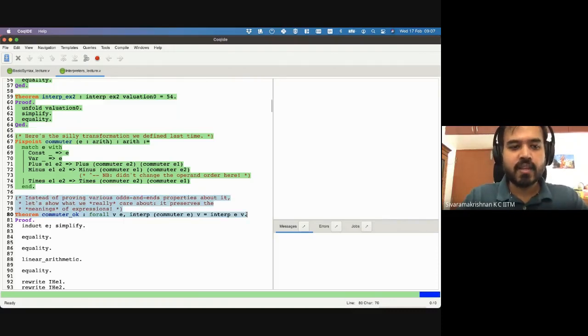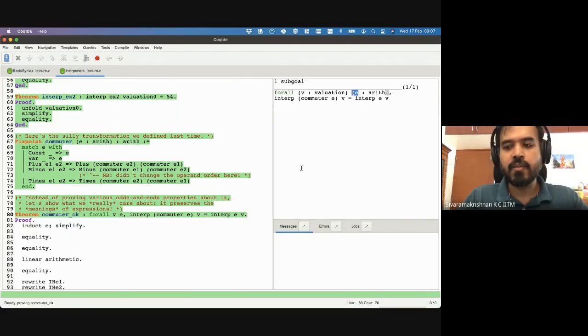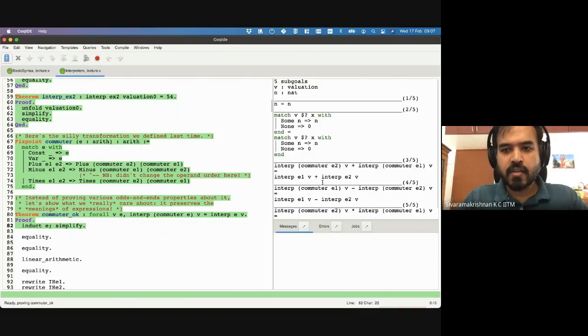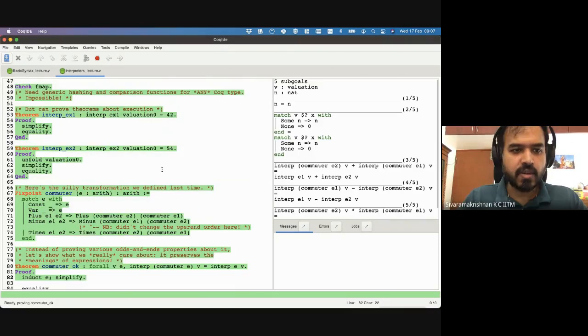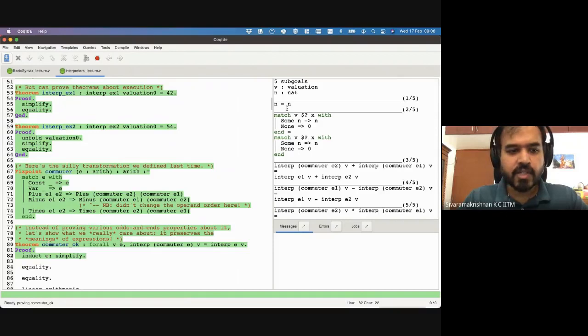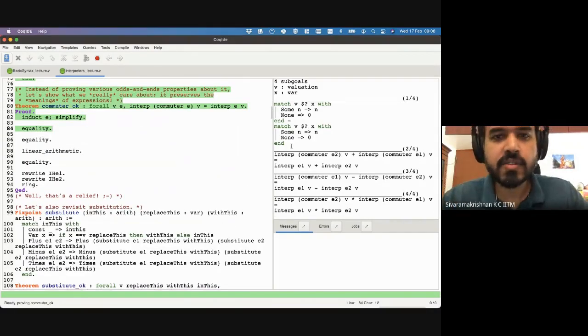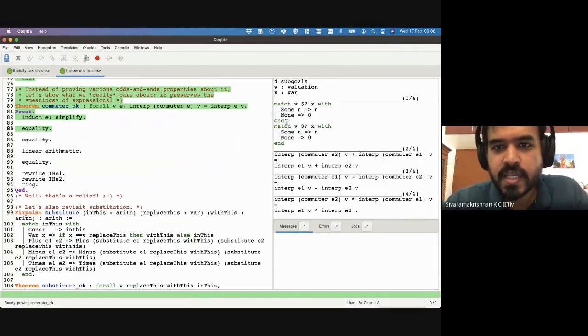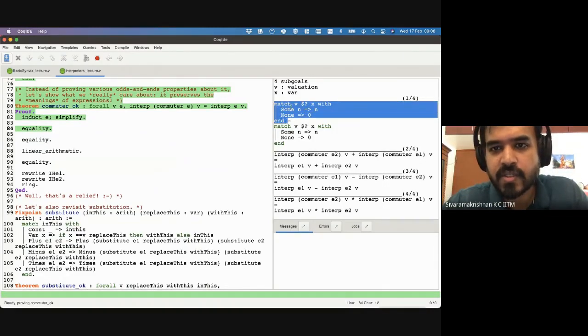So how do you prove this? As we've done before, we induct on the structure of the arithmetic expressions, and then we simplify each of the sub-goals, right? We get 5 sub-goals because we have 5 things now. So what are the 5 things? Const, var, plus, minus, and times. The first one is equality because n equals n, that goes through. The second one is also equality, even though this term is larger, right? So there is some complexity here.